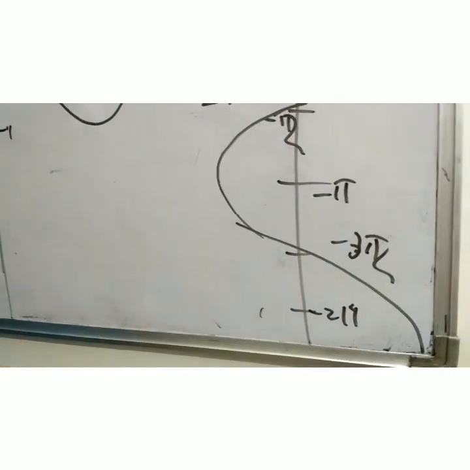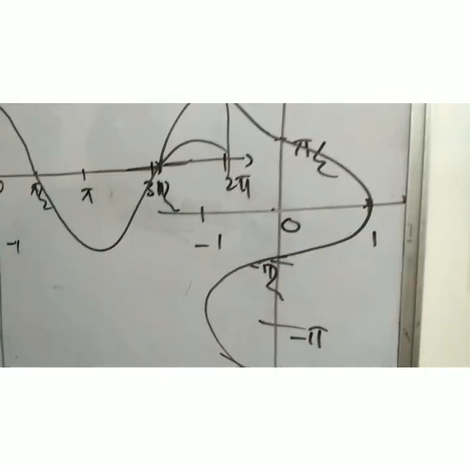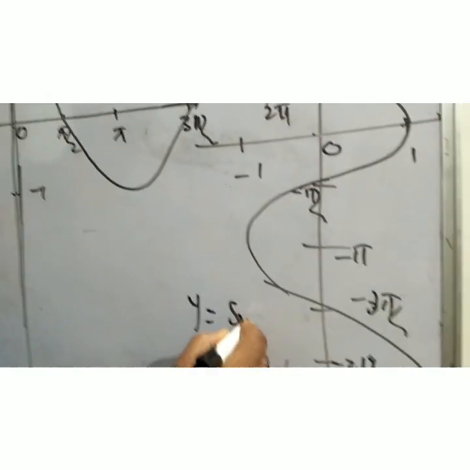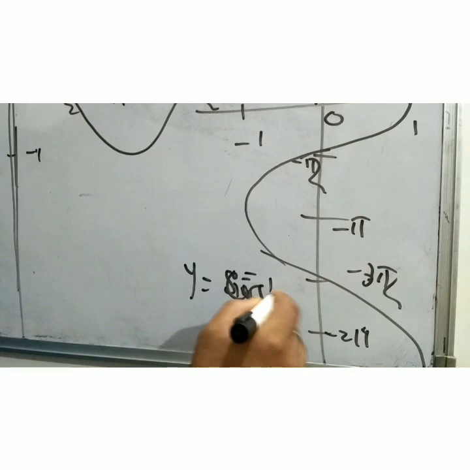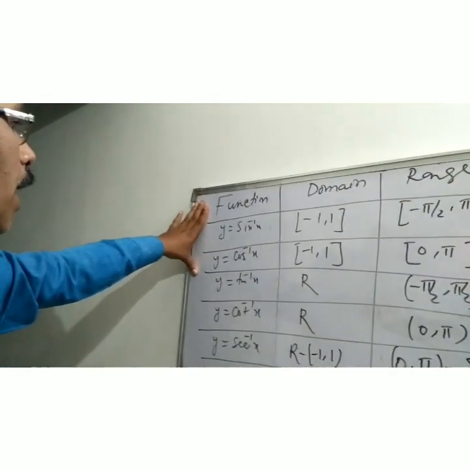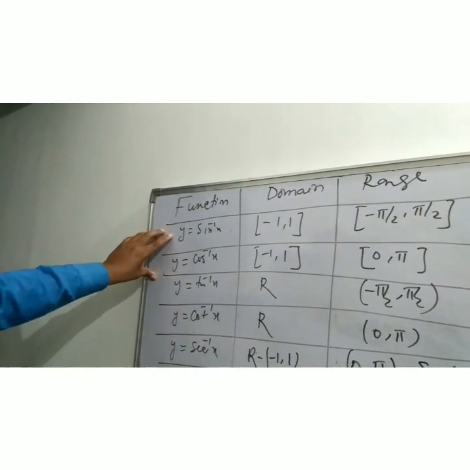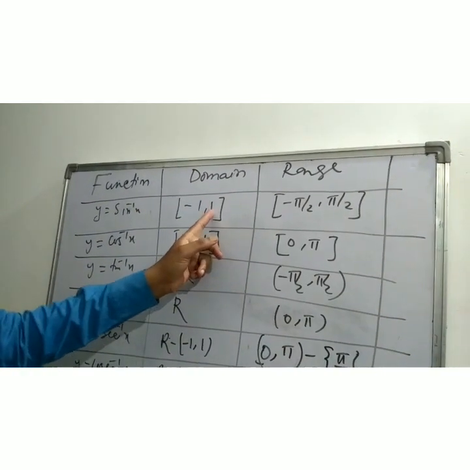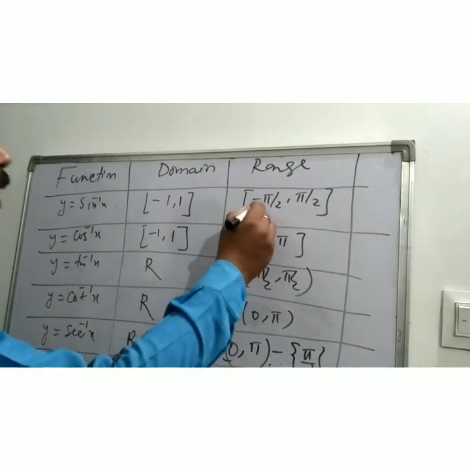Okay, this is the cos case, that is y is equal to cos x and y is equal to, in this case, cos inverse x. Now the domain and range of the inverse trigonometric functions. Suppose sin inverse x: the domain is minus 1 to plus 1 and the range will be minus pi by 2 to plus pi by 2.